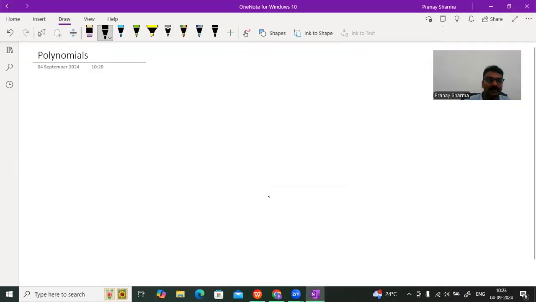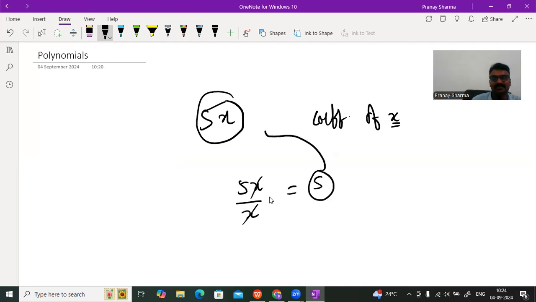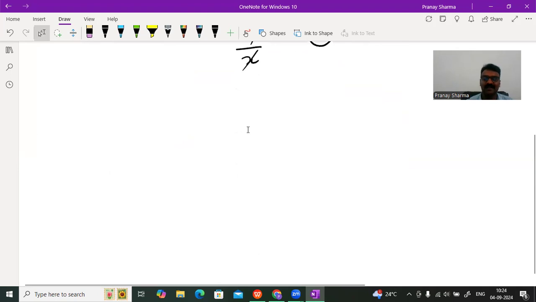So I'll be using a black marker. Let us consider an example 5x and somebody is asking you to calculate the coefficient of x. So what you'll have to do, you pick this term and they're asking you to calculate the coefficient of x, divide this term by x. Whatsoever you will be getting, that will be your coefficient of x in 5x. Fine. So this is just a normal example.